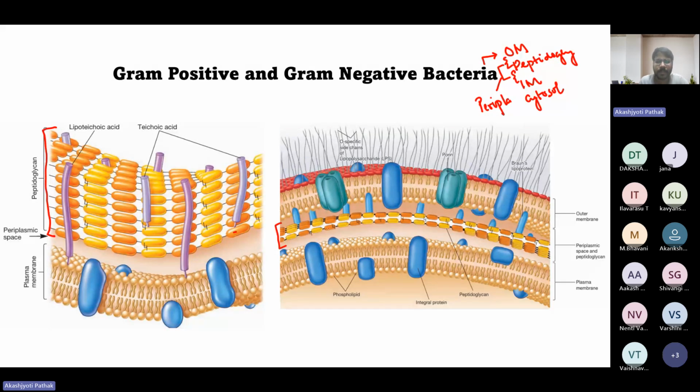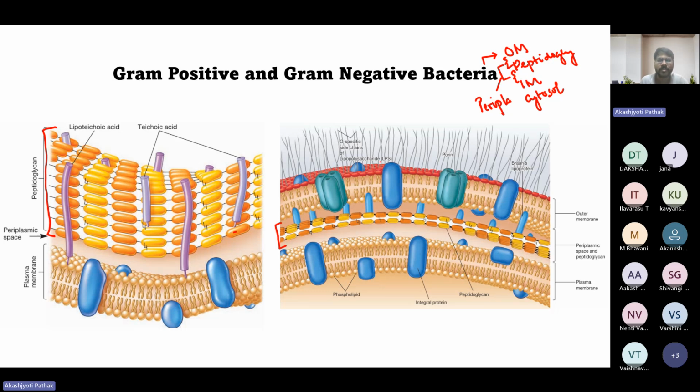Because of the thin peptidoglycan layer in gram-negative bacteria, the periplasmic space is larger, or wider, compared to gram-positive bacteria. And these gram-negative bacteria also have different types of membrane proteins in the outer membrane, like porins and lipopolysaccharides. All these different structures present in the outer membrane confer pathogenicity to the bacteria.